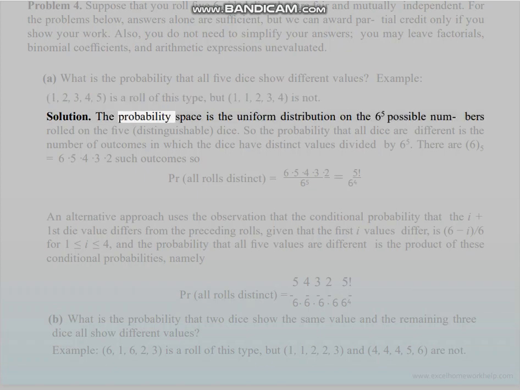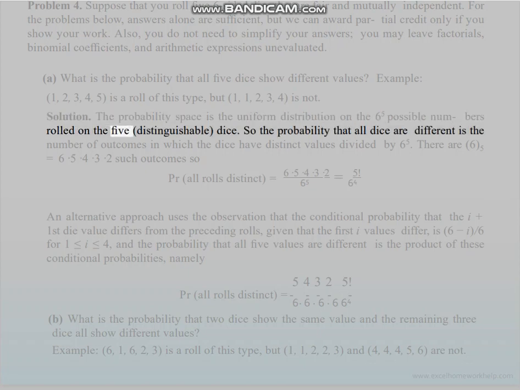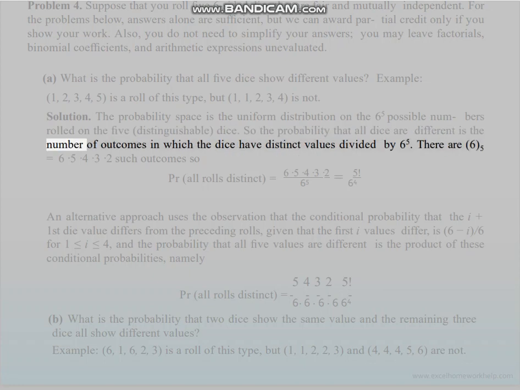Solution. The probability space is the uniform distribution on the 6^5 possible number sequences rolled on the 5 distinguishable dice. So the probability that all dice are different is the number of outcomes in which the dice have distinct values divided by 6^5. There are 6 times 5 times 4 times 3 times 2 such outcomes, so Pr[all rolls distinct] equals (6·5·4·3·2)/6^5.